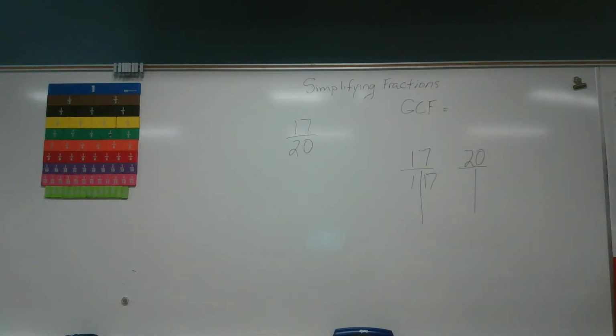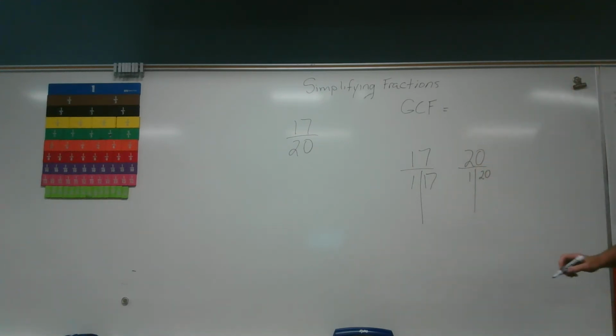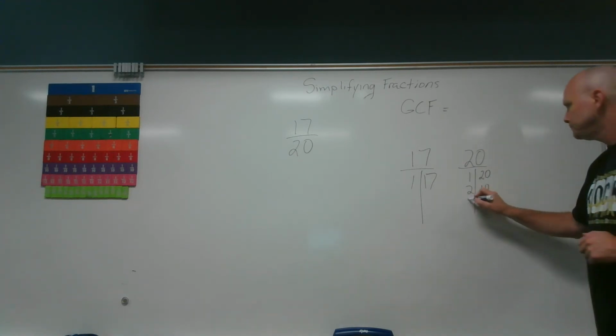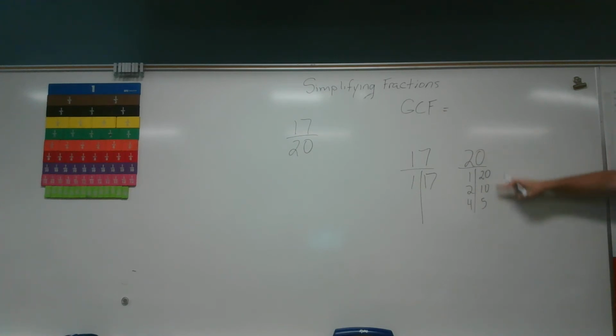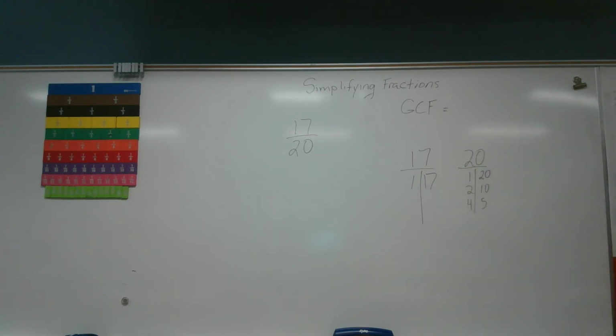Alyssa, the factors of 20. 1 and 20. 2 and 10. And 4 and 5. We know that it ends in a 0, which means it's divisible by both 5 and 10. It's even, so it's divisible by 2. So that covers all of them if we use our divisibility rules.